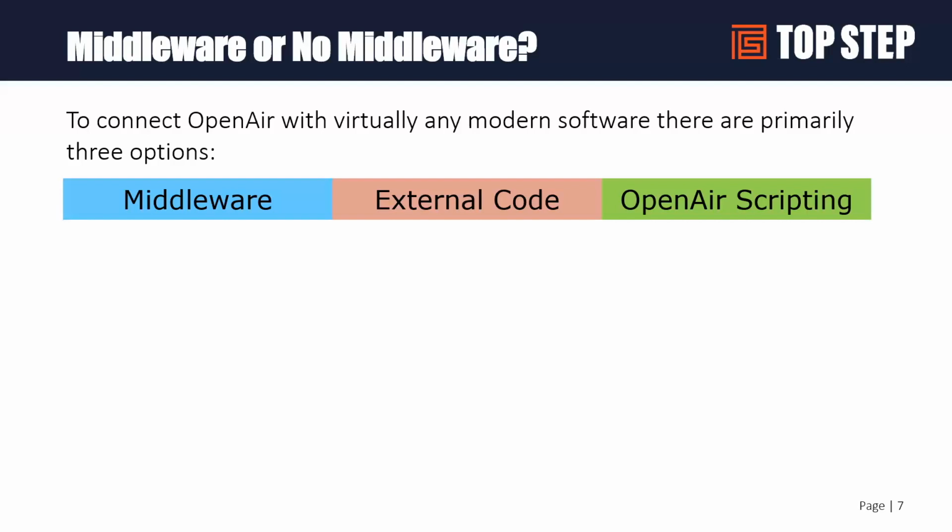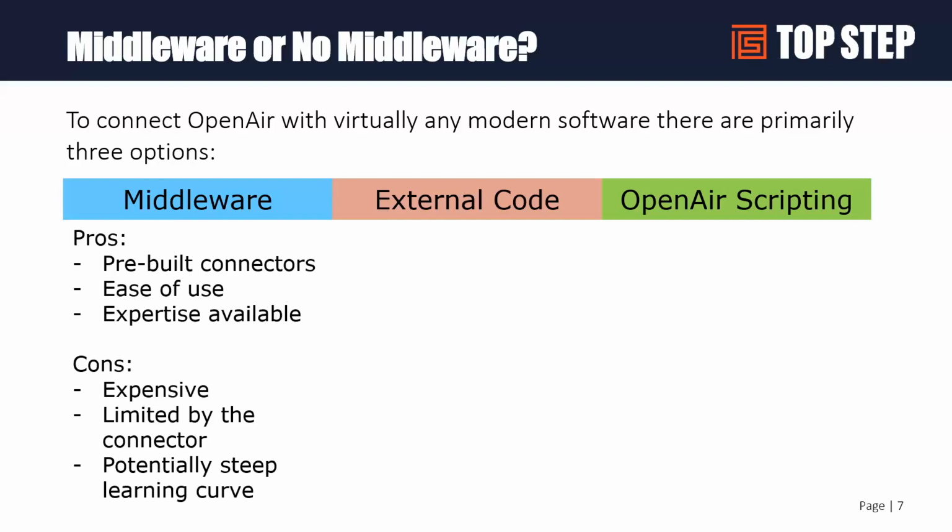So middleware option, there are a number of tools out there that sell themselves as one-stop integration tools. So you can build the integration within these tools and just connect to OpenAir and connect to whatever other system you're using. And it's usually object-based, visual-based, so you don't have to code much, if anything. They're designed to be user-friendly. A couple examples, Dell Boomi is one, MuleSoft puts one out, Celigo puts one out. There's quite a few of them out there.